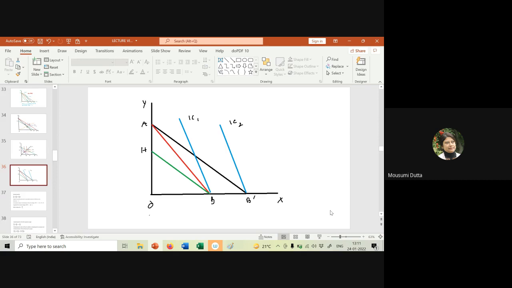When the budget line is steeper than the ICs, here I didn't cover that part, only Y is consumed, and the ICC coincides with the vertical axis.